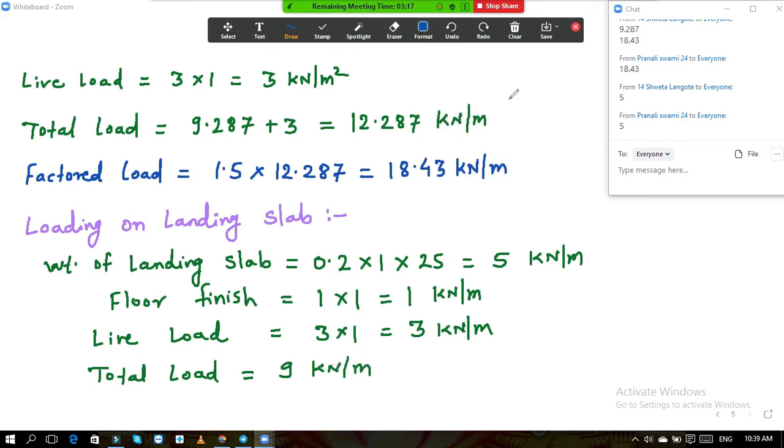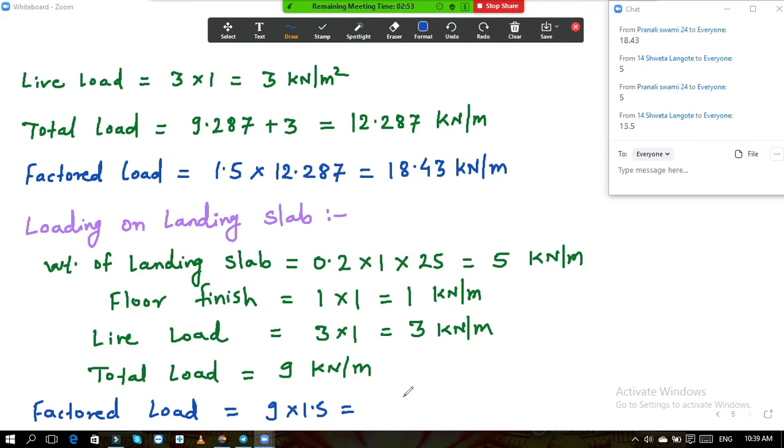Then we will calculate the factored load. Factored load is equal to, so what is the factored load now? It is 9 into 1.5. The answer is 13.5 kilonewton per meter. Okay, so this is the value of the factored load.